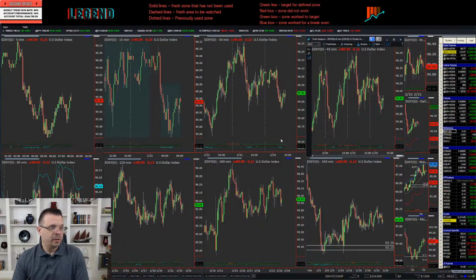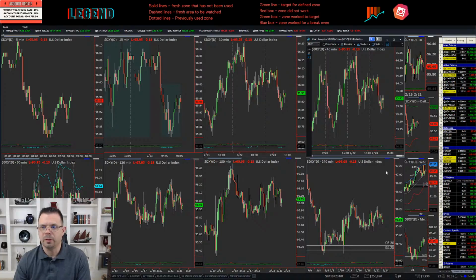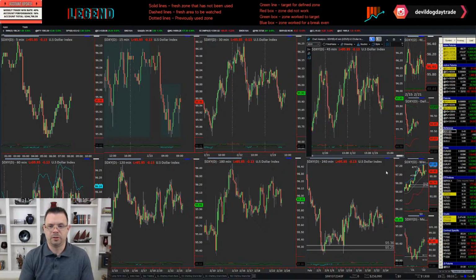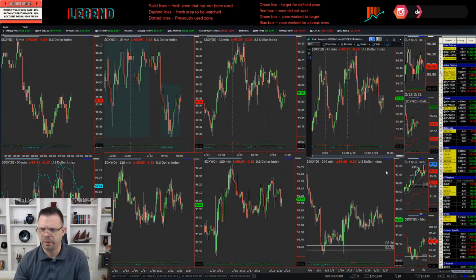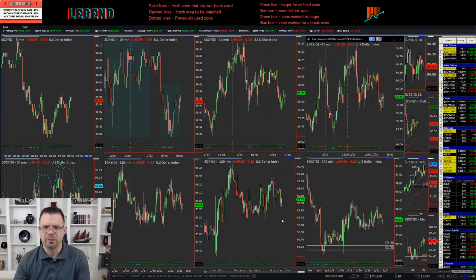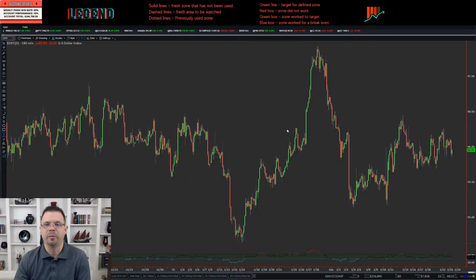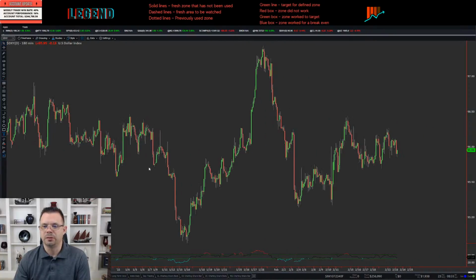All right, let's jump in and start off with our dollar view here, and we are still just consolidating even more. Actually kind of get a pretty good look at this. Actually, the 180-minute chart here is probably the better one. You can see it's this general consolidation pattern right here.